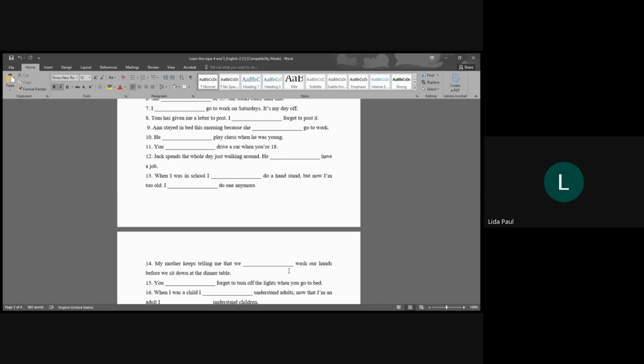11th one: you dash drive a car when you're 18. You could drive a car. Okay, you could drive a car, you can drive a car. Any other answers? You have to. You have to. Why will you force somebody? There's nothing have to. Okay, taken out of context, maybe if somebody is instructing, then yes, but that should not be your immediate answer. Can will work too. Can, yes, can and could both you can use.